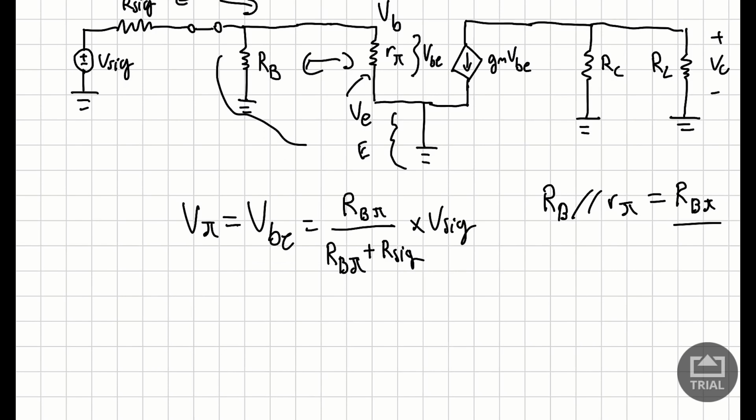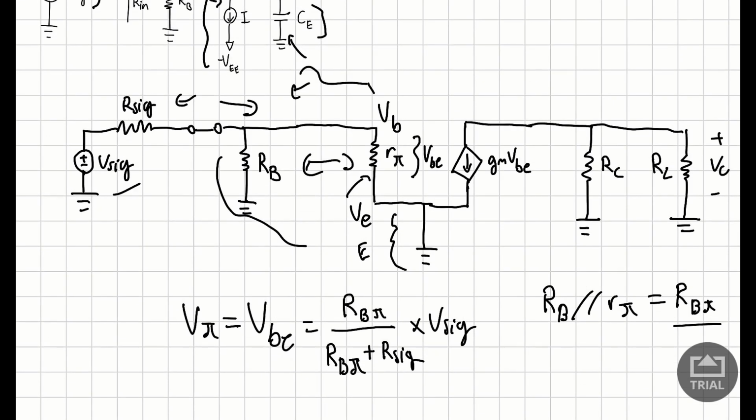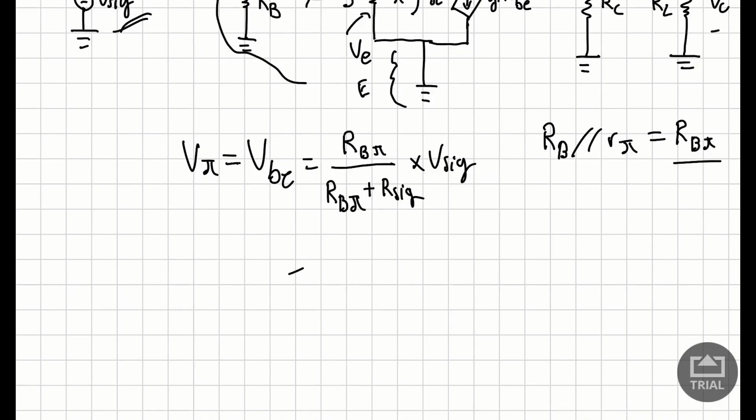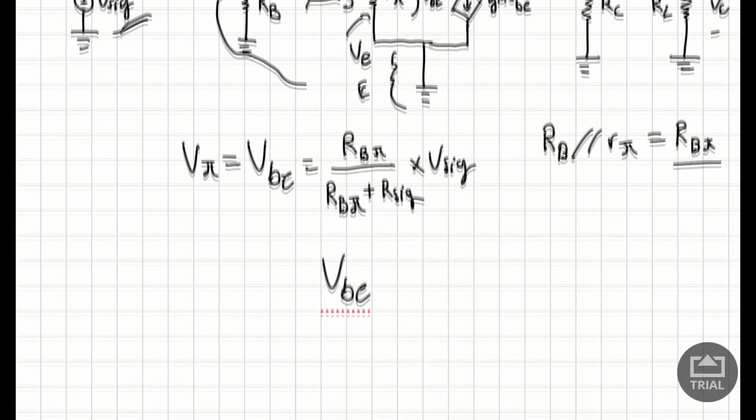So now if we look over here, this V sig is going to be multiplied by RB pi, which is these two resistors in parallel, divided by RB pi plus R sig. So with that being said, we have our VBE. Once you solve this, it'll give you your answer to VBE. So there you go. We've solved for VBE. We've gotten one part of the solution done.